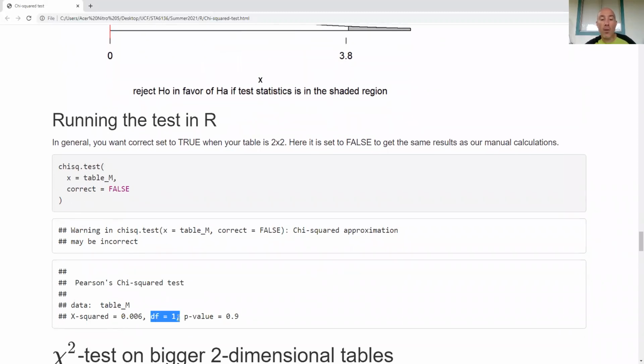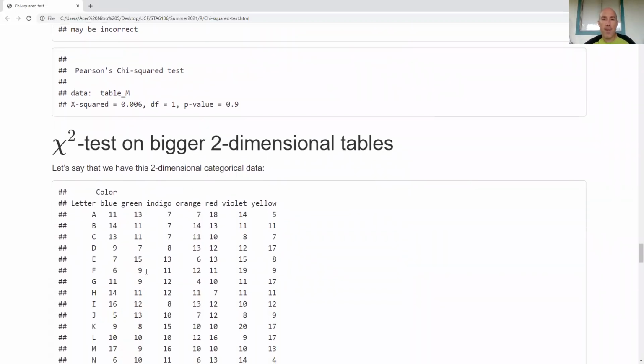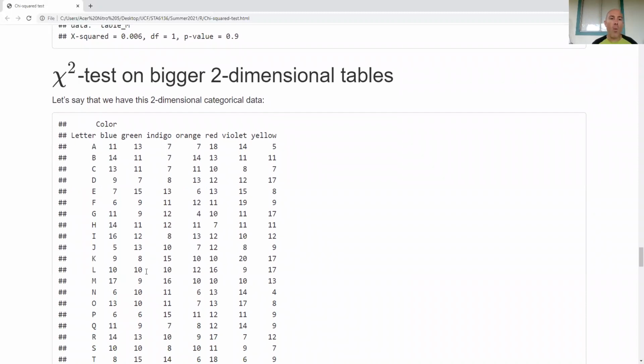Here's my degrees of freedom. It's 1 again. So yes, we have consistent results with this. Now let's kick it up a notch even more. Now I want to deal with much bigger categorical vectors, categorical vectors that have far more levels.